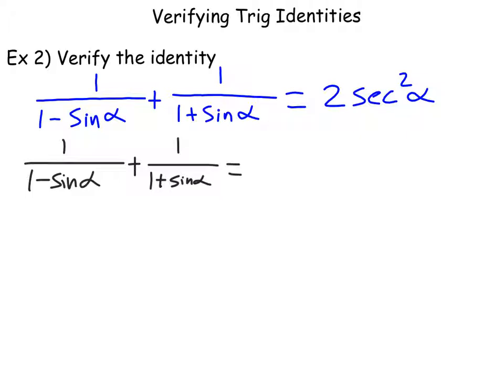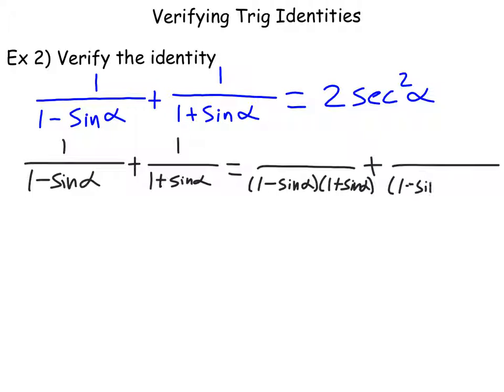And here's a little trick that you can use to get a common denominator. You can take the two denominators that you have, like 1 minus sine alpha and 1 plus sine alpha, and you can just multiply them together. Do the same thing over here: 1 minus sine alpha and 1 plus sine alpha. Losing space there.